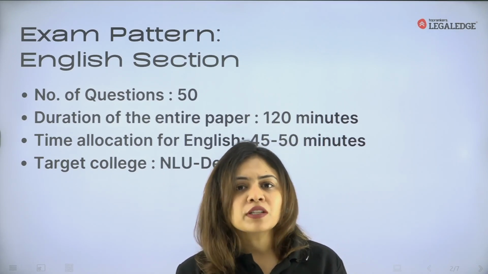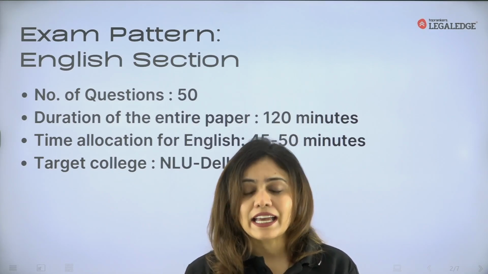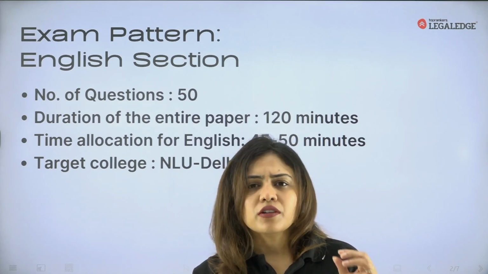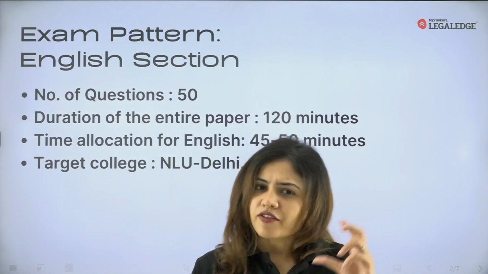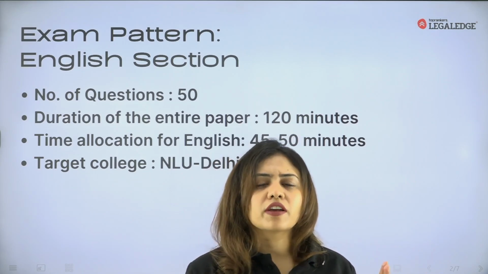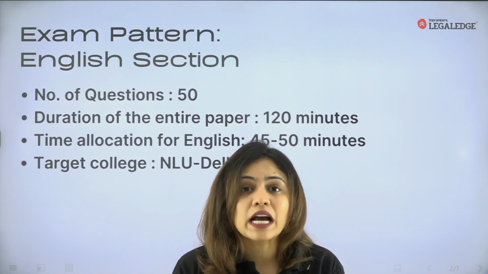But the thing is, how much time should you allocate when it comes to the English section in AILET? In AILET, 45 to 50 minutes should be your target time, and 50 should be considered as the upper limit. So even when you're practicing mocks or giving previous year's AILET papers, please make sure that you do it in a time-bound fashion.